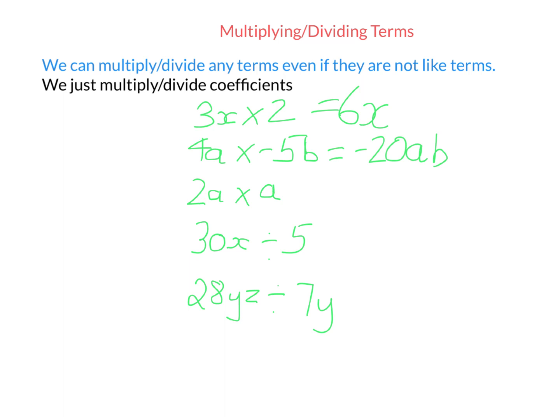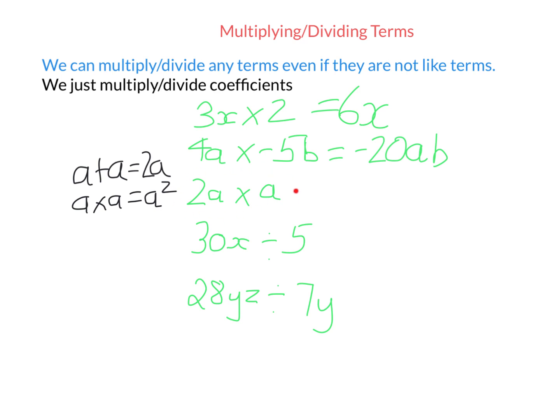So what about 2a times a? Important point I want to make because this is messed up a lot. So a plus a, 1a plus 1a is 2a. A times a is not 2a, it's a squared. That's what squared means, multiplied by itself. So make sure you know the difference because people always mess this up. A plus a is 2a, a times a is a squared.